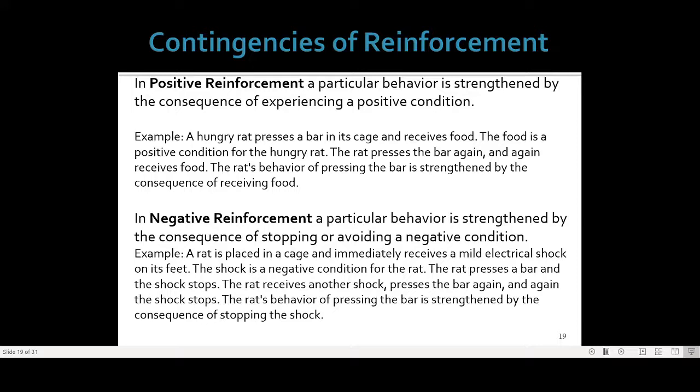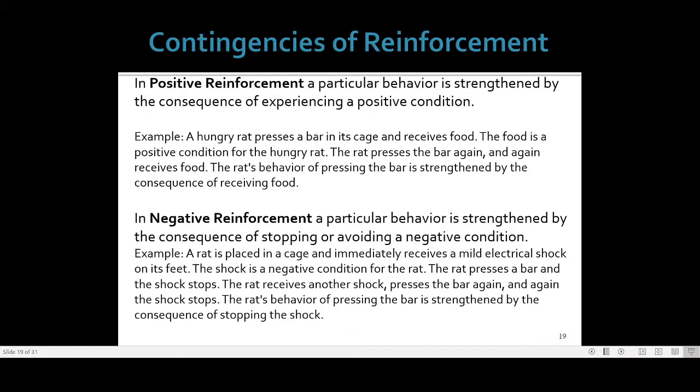Now you program it in a slightly different way to explain negative reinforcement. To avoid that negative condition, the rat presses the bar. The rat is placed in the cage and immediately receives a mild electric shock on the feet. The shock is a negative condition for the rat. The rat presses the bar and the shock stops.